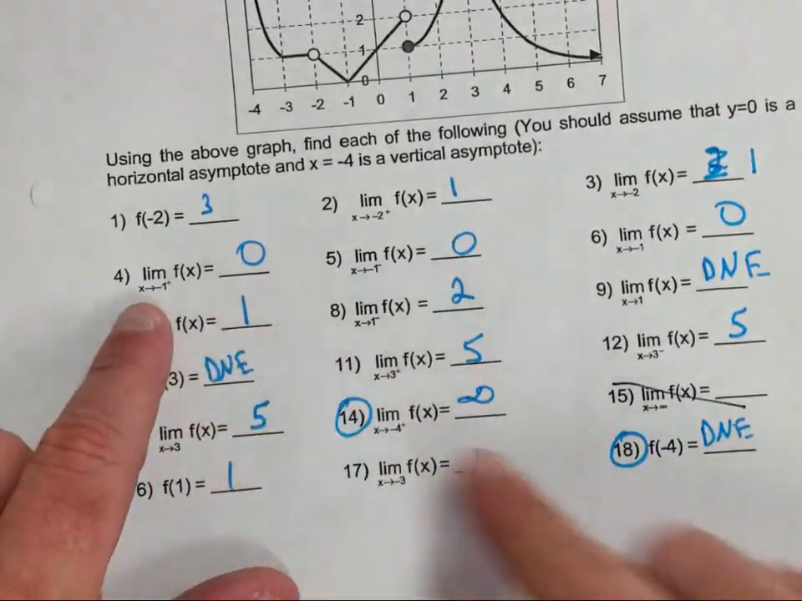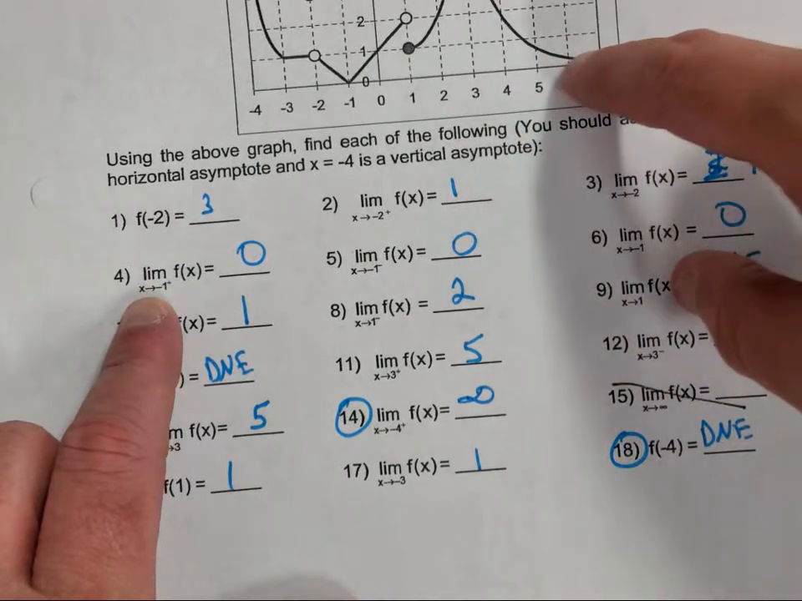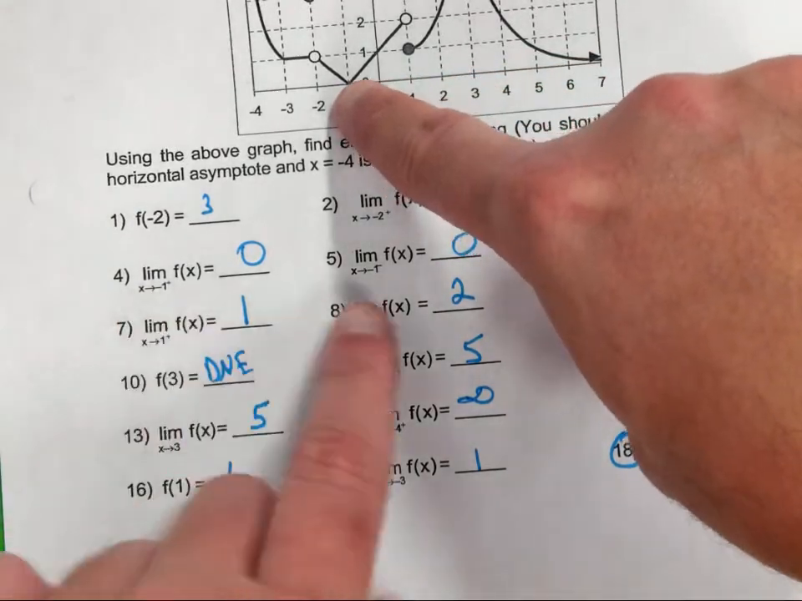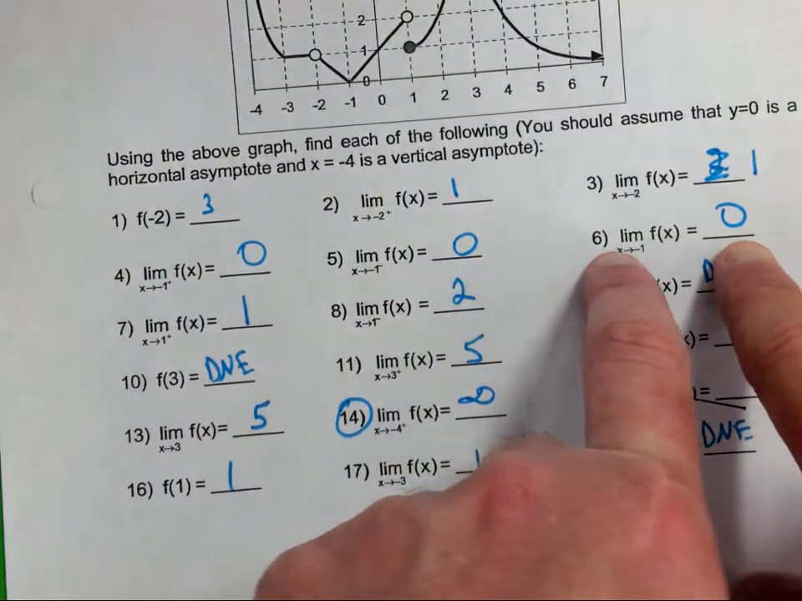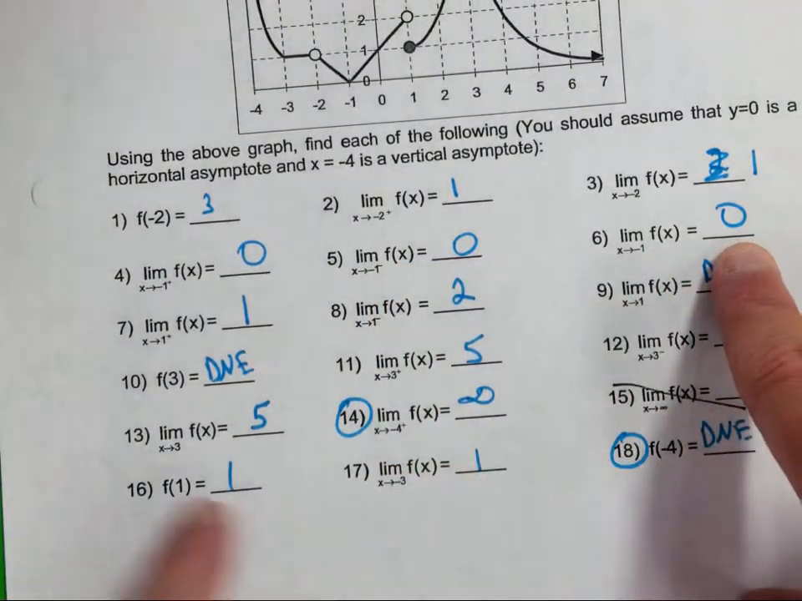Now, the limit as x approaches -1 from the right. Coming this way from the right, it approaches 0. From the left, it approaches 0. So the overall two-sided limit is equal to 0 as well.